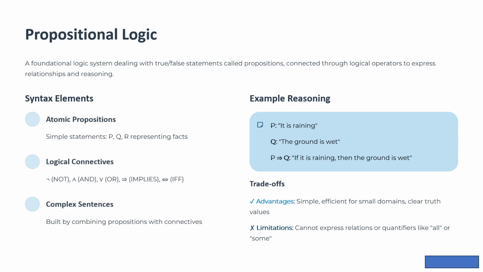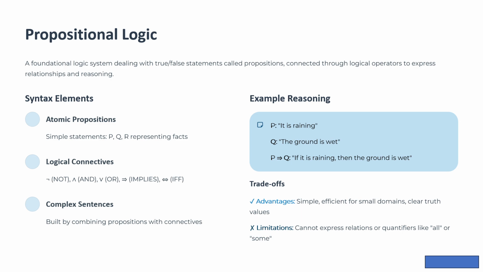Propositional logic. One popular way to represent knowledge is called propositional logic. Here, information is represented as simple true or false statements called propositions, like it's raining or the ground is wet. You can combine these using logical operations like not, and, or implies.